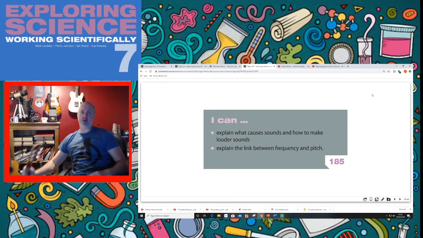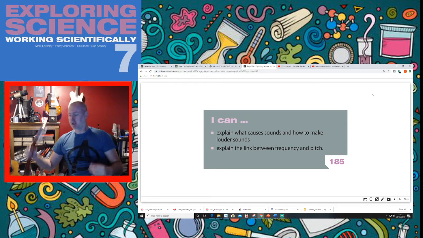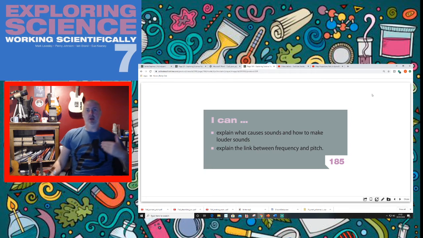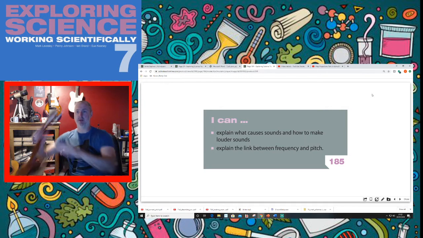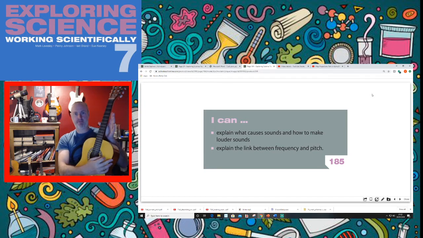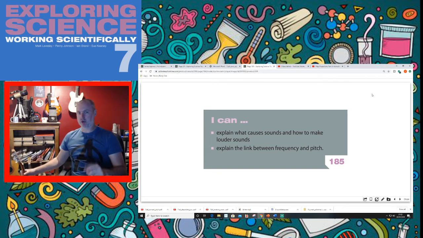You may be used to the word vibrate, especially from the topic with solids, liquids and gases when we were looking at particles in a solid vibrating. So we could say that the string vibrates. You're going to have to start recognizing the word oscillate as a word which means vibrate. So when I pluck that string, yes, it vibrates or it oscillates. Now, why does that cause sound?